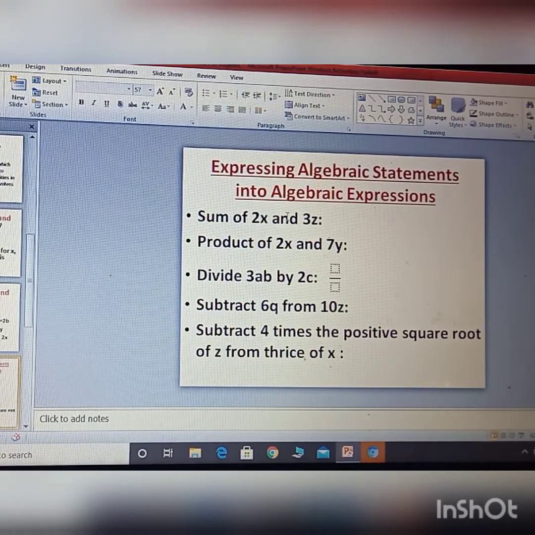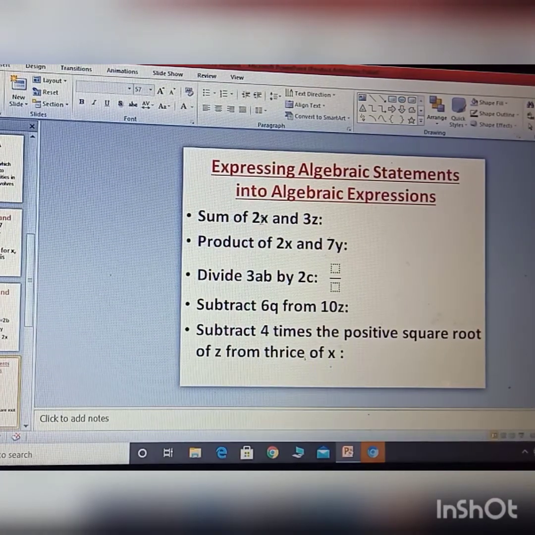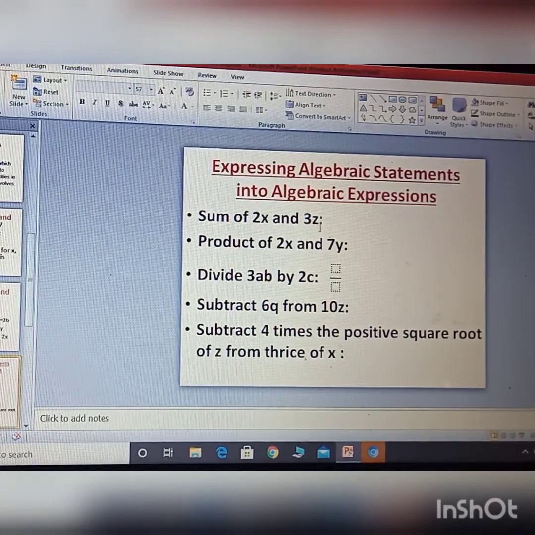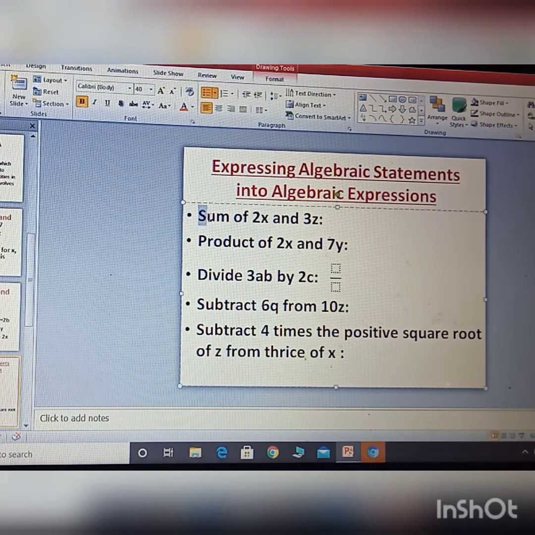Yes, so if you are being given the algebraic statements like this one, sum of 2x and 3z, you are to focus on the key terms here in the statement. What are the key terms here? Sum is the key term. Sum means to add, to plus something. What is to be added? 2x and 3z are to be added.